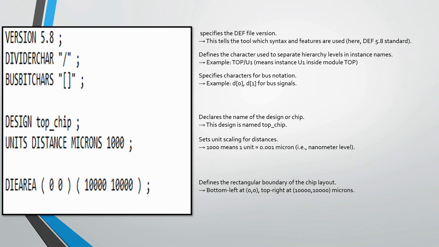Design top_chip declares the name of the design or chip. This design is named top_chip. Units distance microns 1000 sets unit scaling for distances. 1000 means 1 unit equals 0.001 micron, i.e., nanometer level. Die area, example 0 0 10,000 10,000, defines the rectangular boundary of the chip layout. Bottom left at 0 0, top right at 10,000 10,000 microns.